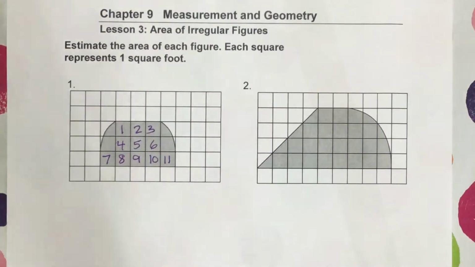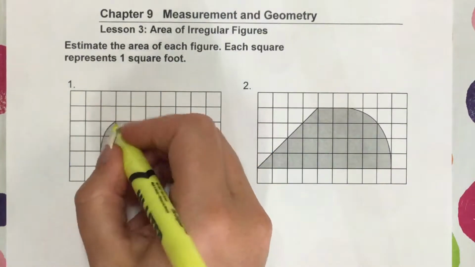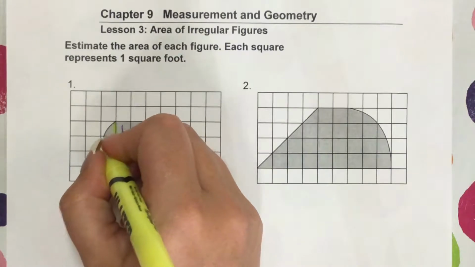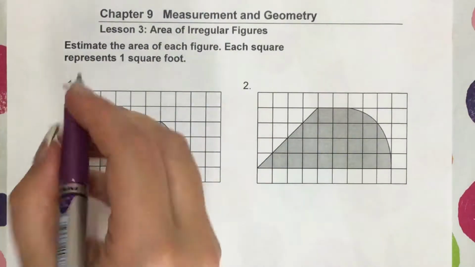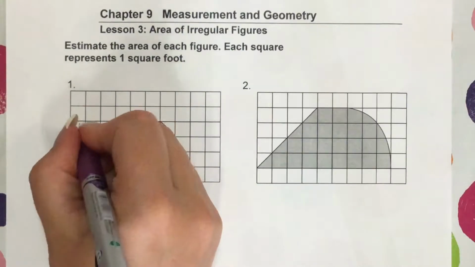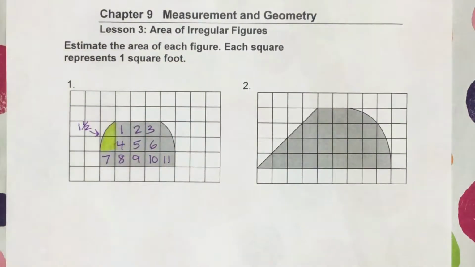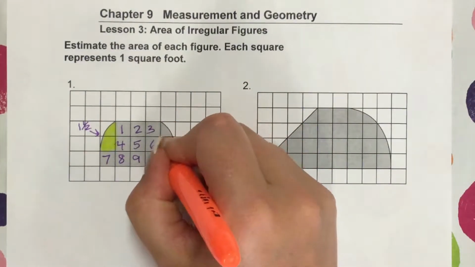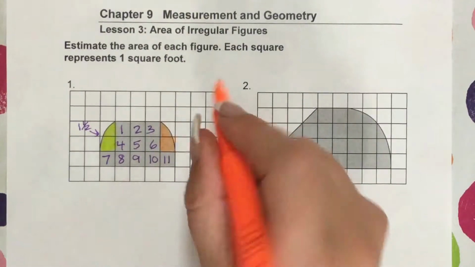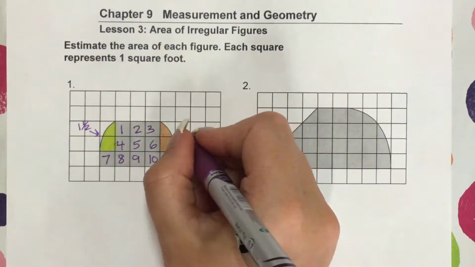And then there's 2 other sections. This section here, which is pretty much a full square, and that's a half. So we're going to call that section right there 1 1/2. And then the other section on the other side, this is pretty much a full square, so we'll call that 1, and then this is a half. So we'll call this 1 1/2 as well.